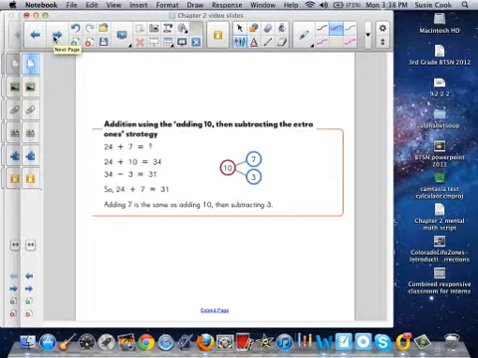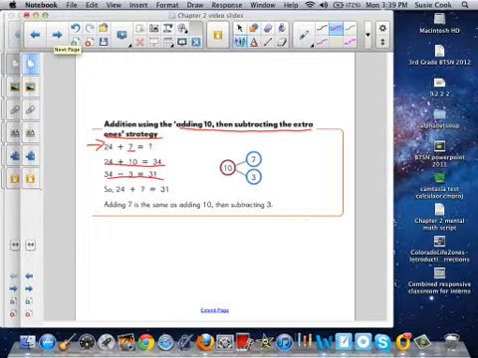You also practiced addition using the adding 10, then subtracting the extra ones strategy. Let's look at 24 plus 7. We know that 24 plus 10 is 34. So we need to take away the extra 3 ones to get our answer. 34 take away 3 is 31. So 24 plus 7 is 31.